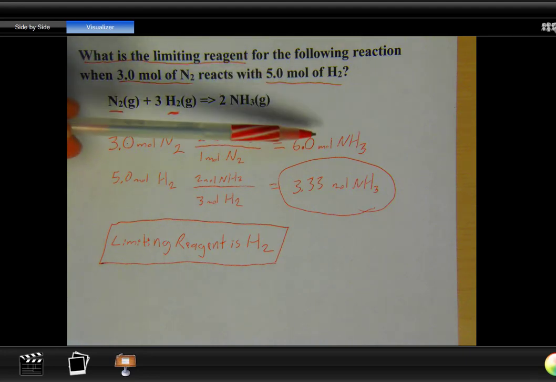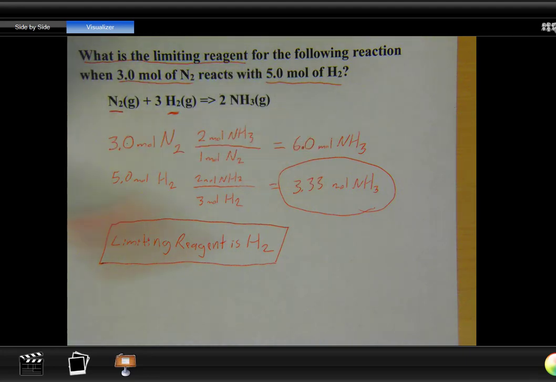Sometimes people might be tempted to pick NH3. That is simply the product. The product can never be the limiting reagent. The limiting reagent will always be one of the reactants. It's whichever one gives you the smaller amount. Okay, so hydrogen in this case.